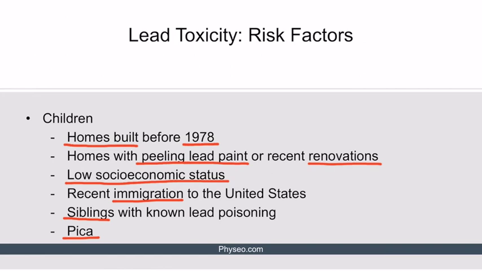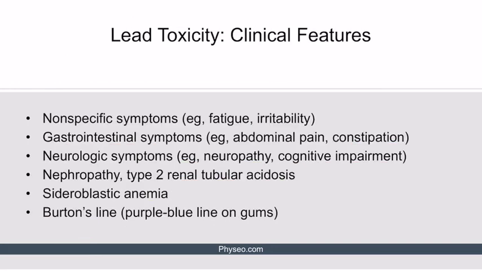Now, presence of any of these risk factors in a child warrants screening for lead poisoning, so you're going to be drawing a venous lead level. The clinical features of lead toxicity are broad, which can make the diagnosis challenging. Some patients, both adults and children, can present with only non-specific symptoms, such as fatigue, irritability, or even just GI symptoms, such as abdominal pain or constipation.